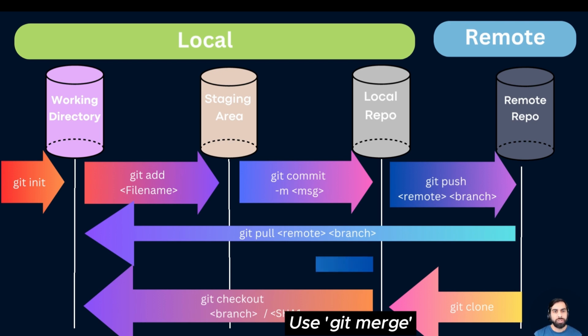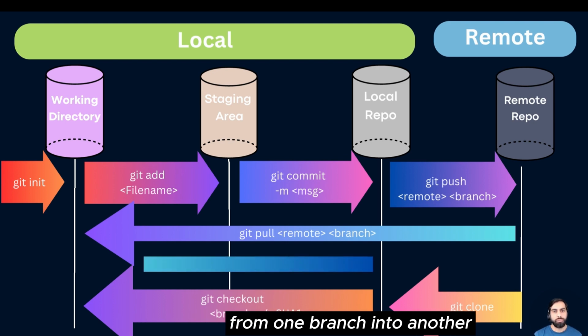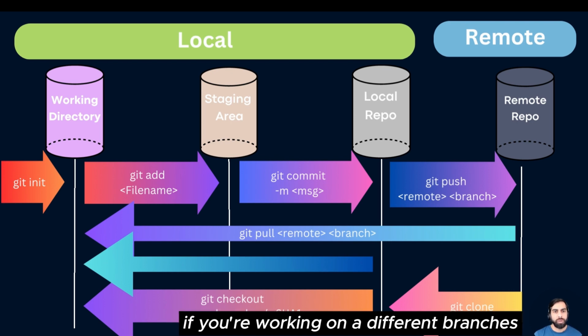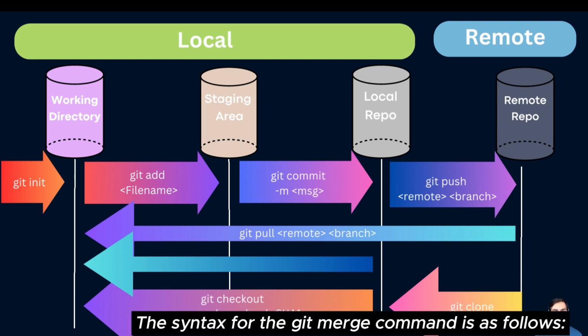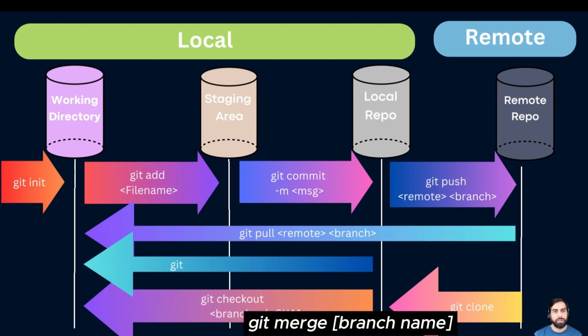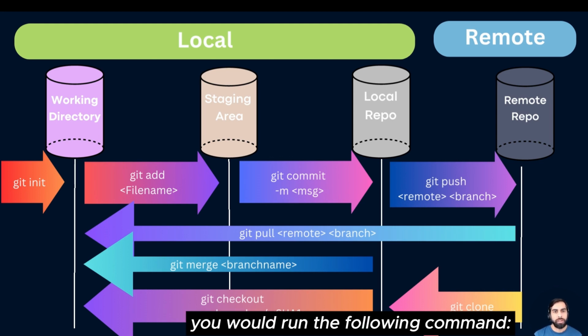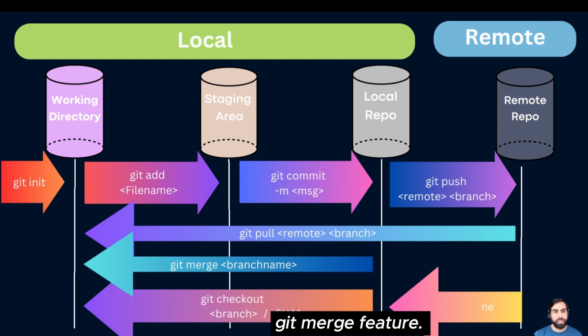Use git merge to integrate the changes from one branch into another. This is a useful command if you are working on different branches of the same project and you want to combine your changes. The syntax for the git merge command is as follows: git merge branch-name. For example, to merge the feature branch into the master branch, you would run the following command: git merge feature.